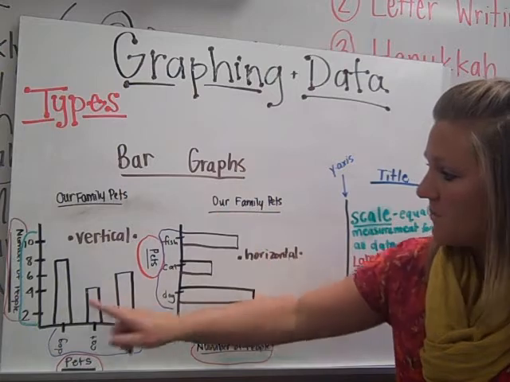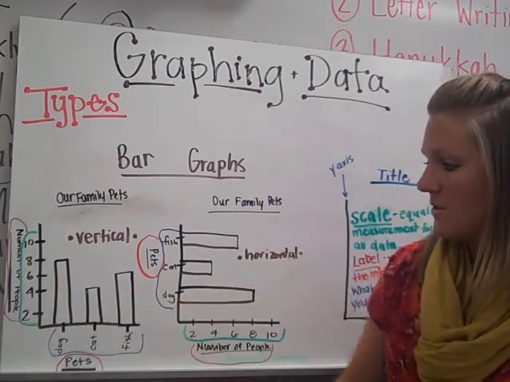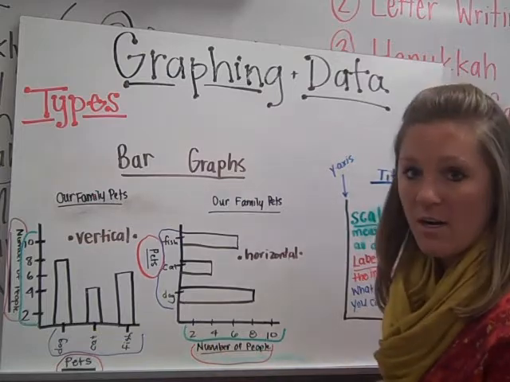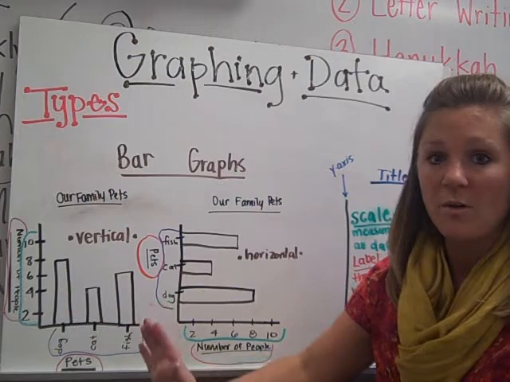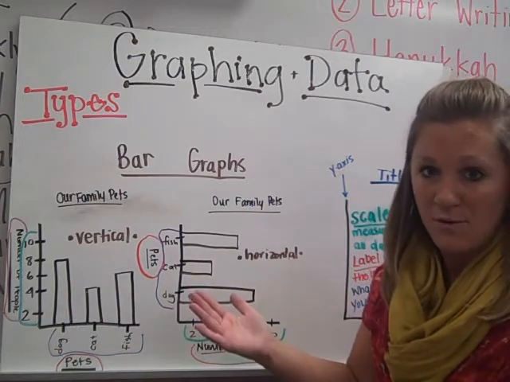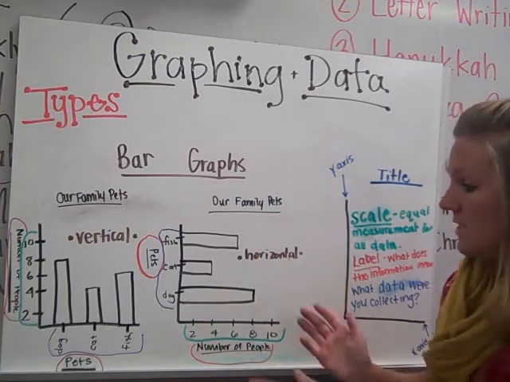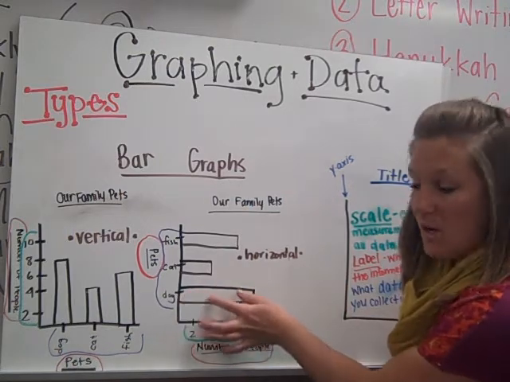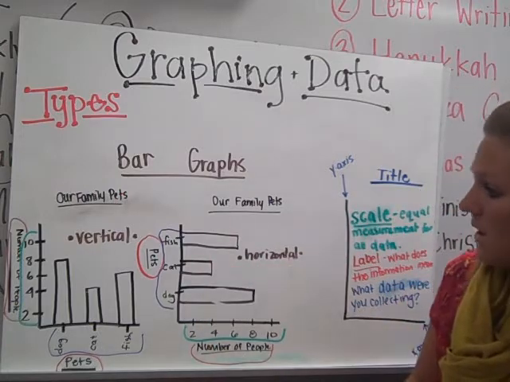They're called bar graphs because the way we look at it visually, we see these bars, okay? Now there's two kinds of bar graphs. One is vertical, and it's just because the bars are going straight up and down, or vertical. The other kind is horizontal, and it's called horizontal because now our bars, if you look, are going in a horizontal direction, or side to side, this way.